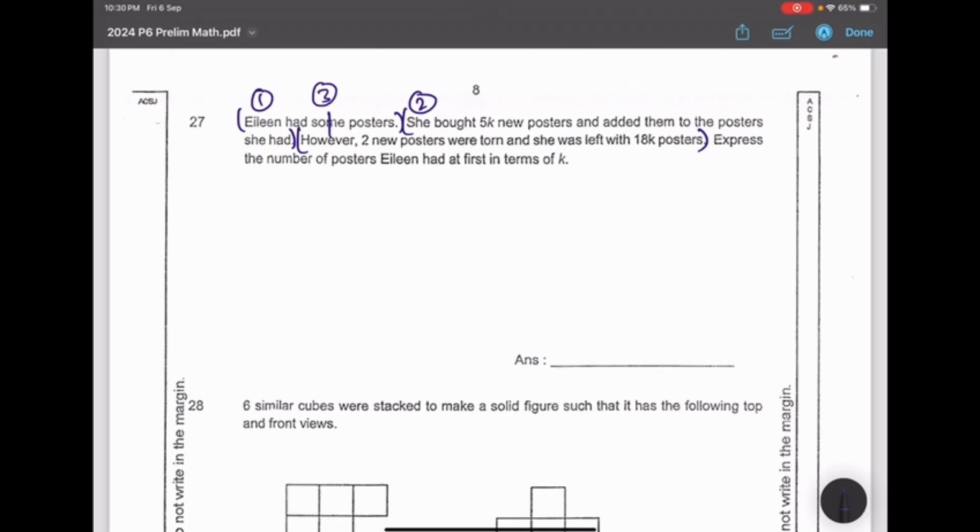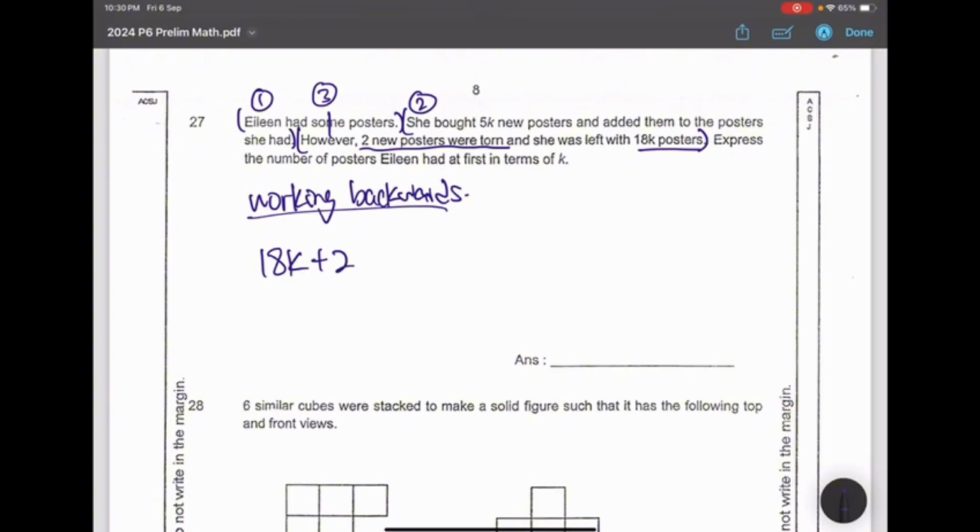How do we tackle this question? I am going to tackle this question using this method called working backwards. So whatever they add, I am going to subtract. Whatever they subtract, I am going to add. So I'm going to start with 18k posters. With these 18k posters, what happened? 2 posters were torn, right? So it's a subtract. But instead of subtract, I'm going to add the 2 posters.